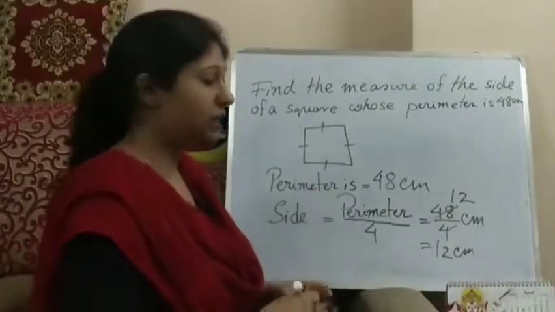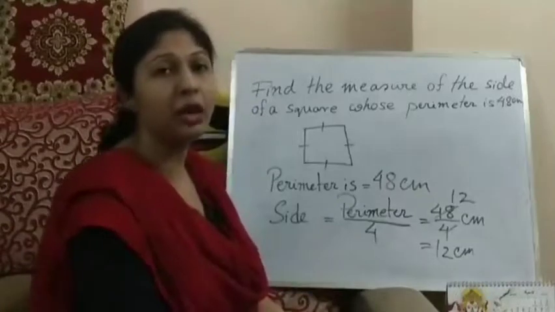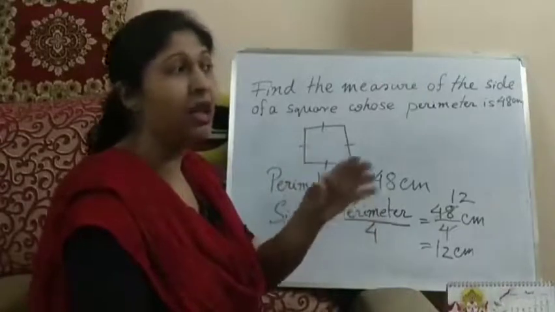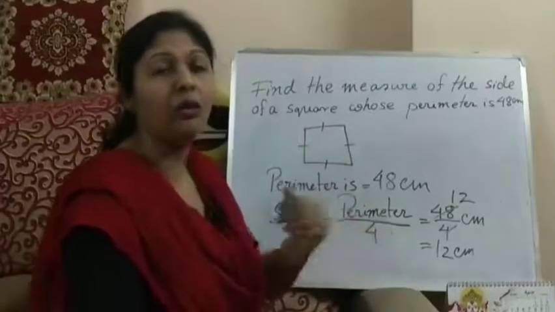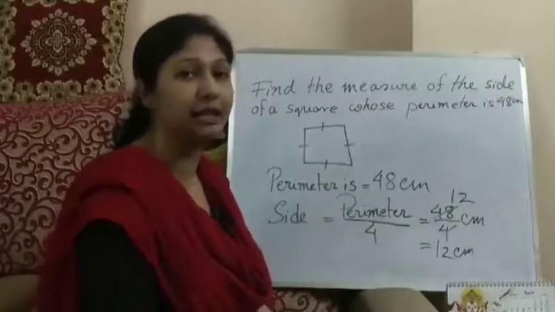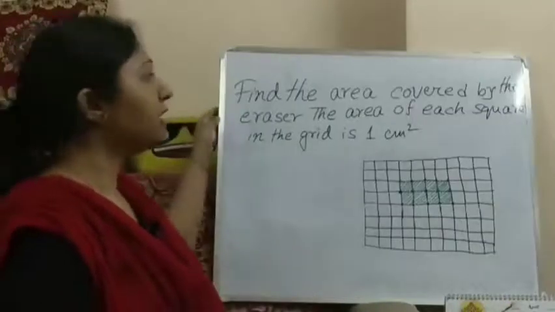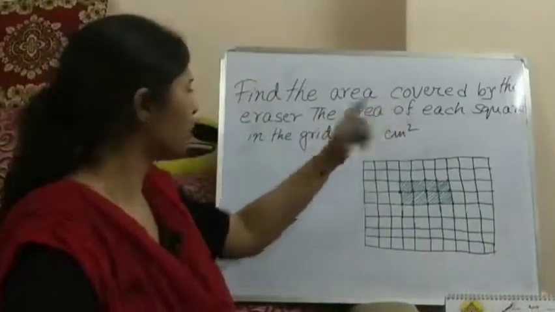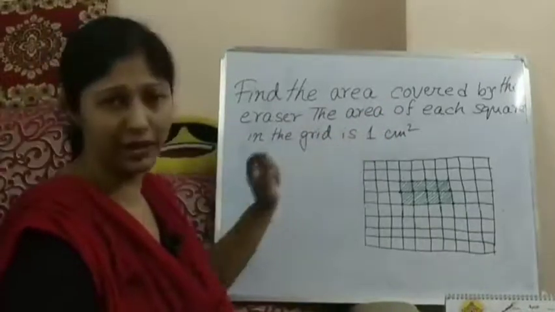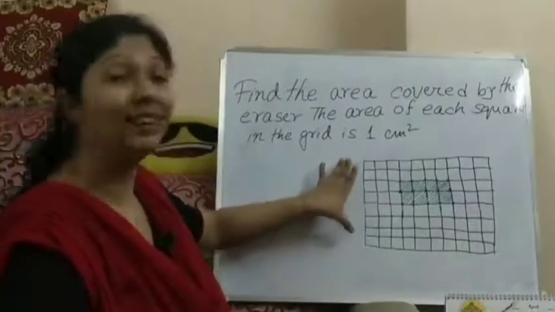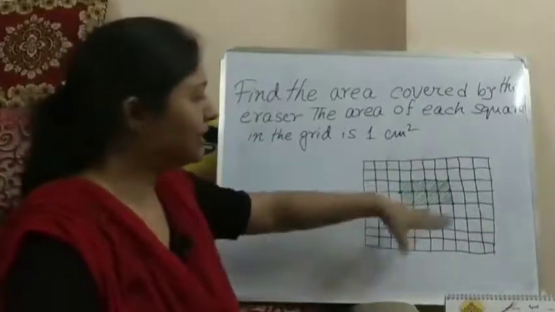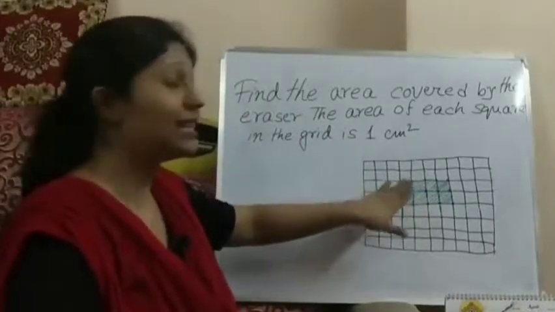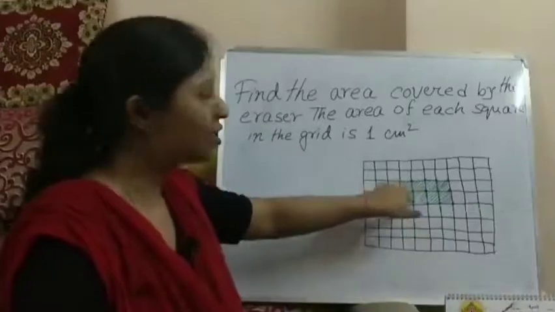Next problem sum, we will discuss an eraser. If I give you one eraser on graph paper, how will we find the area of that eraser? Let's see. Find the area covered by the eraser. The area of each square in the grid is 1 centimeter square. Here we took one graph paper. Suppose in this graph paper we imagine that this is an eraser. This eraser covers 8 squares.